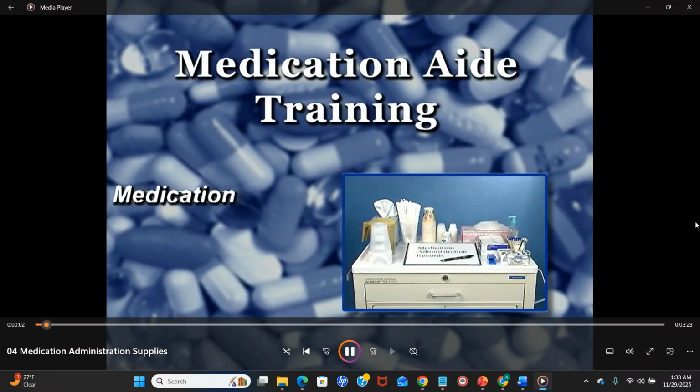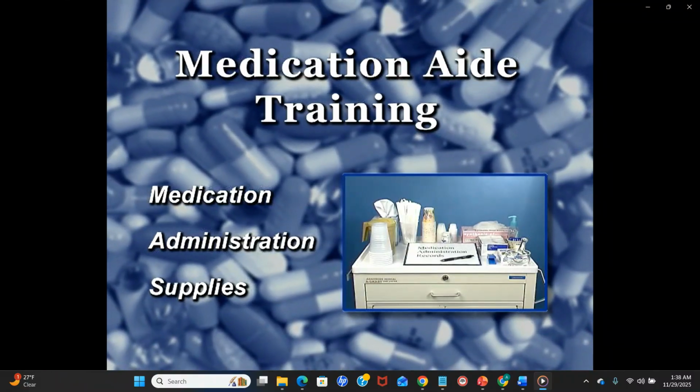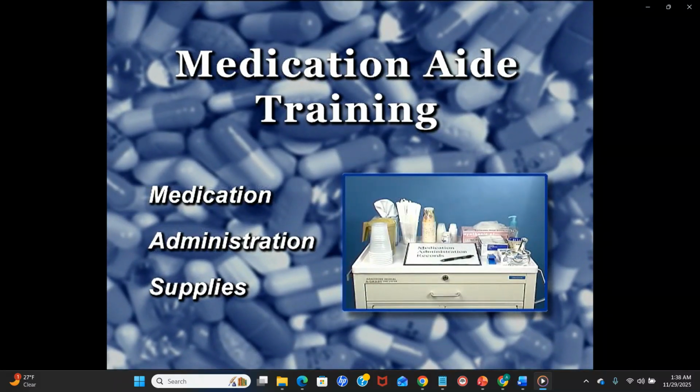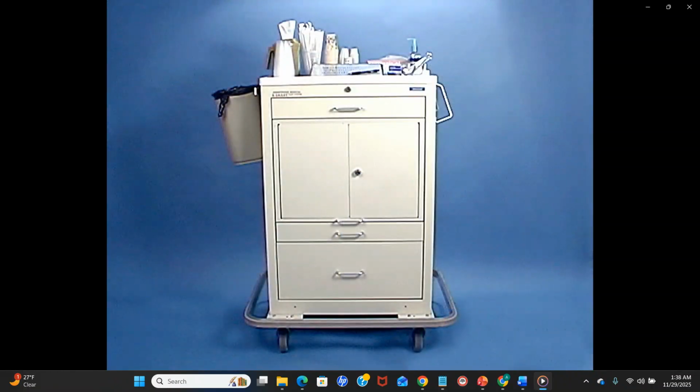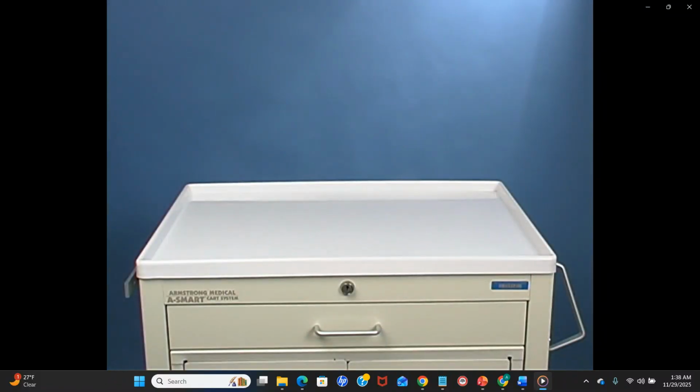Prior to administering medications, you must prepare your work area, whether it is on a medication cart or in a medication room. You need to gather all the supplies you will use to administer medications. You may find that the supplies vary from agency to agency. As an overview, this video demonstrates setting up the general supplies needed for a medication cart.